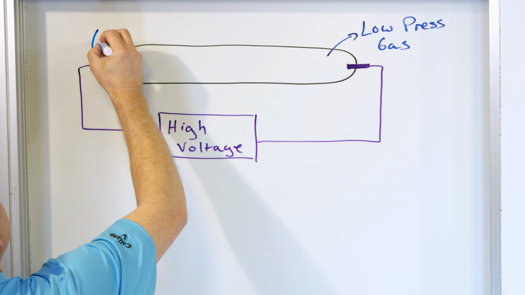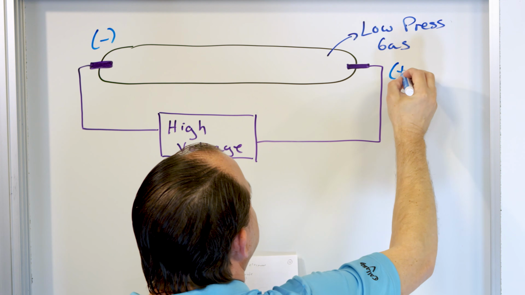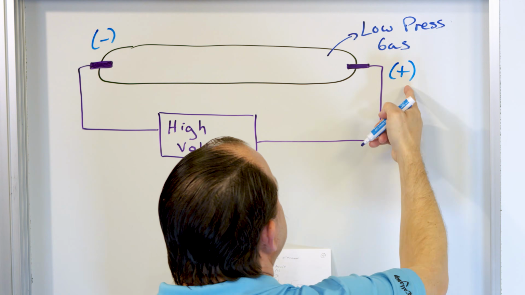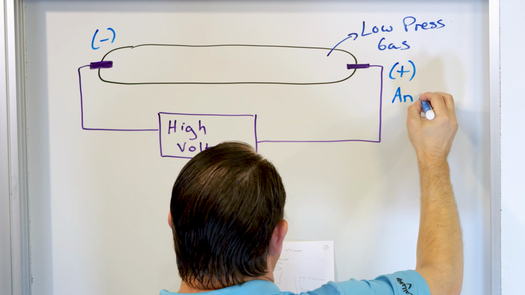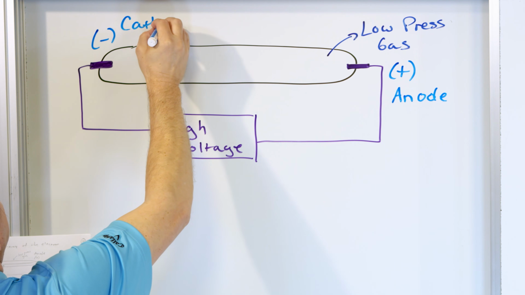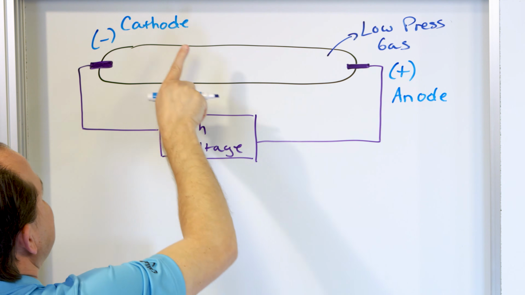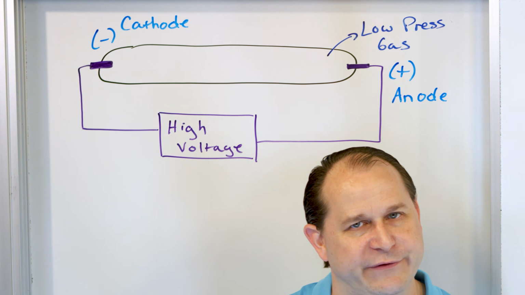So in this drawing, this is the negative terminal. And over here in this drawing, this is the positive terminal. Now, the positive terminal we call the anode, and the negative terminal we call the cathode. But I want to caution you not to get too hung up with the words anode and cathode, because I'm going to tell you right now it's very confusing.